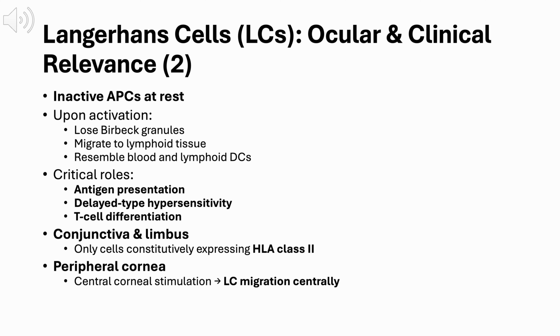Within the conjunctiva and limbus, Langerhans cells are notable because they are the only cells that constitutively express HLA class II. In the normal cornea, they are concentrated primarily in the periphery. However, inflammation or stimulation of the central cornea can cause these cells to migrate centrally, increasing local antigen presentation and potentially amplifying the immune response.